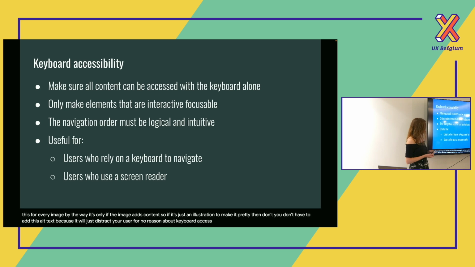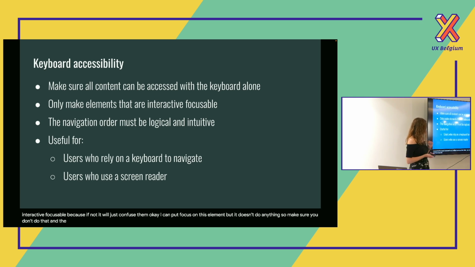About keyboard accessibility, so you need to make sure that all content can be accessed with the keyboard alone. So there are people who cannot use a mouse because they have tremor, or they have limited muscle control, or other motor disabilities that make them unable to use a mouse, so they use a keyboard to navigate. But also if you use a screen reader, most people on desktop then use the keyboard. Not necessarily, but most do. It's important that you only make elements that are interactive focusable, because if not, it will just confuse them. Okay, I can put focus on this element, but it doesn't do anything, so make sure you don't do that.